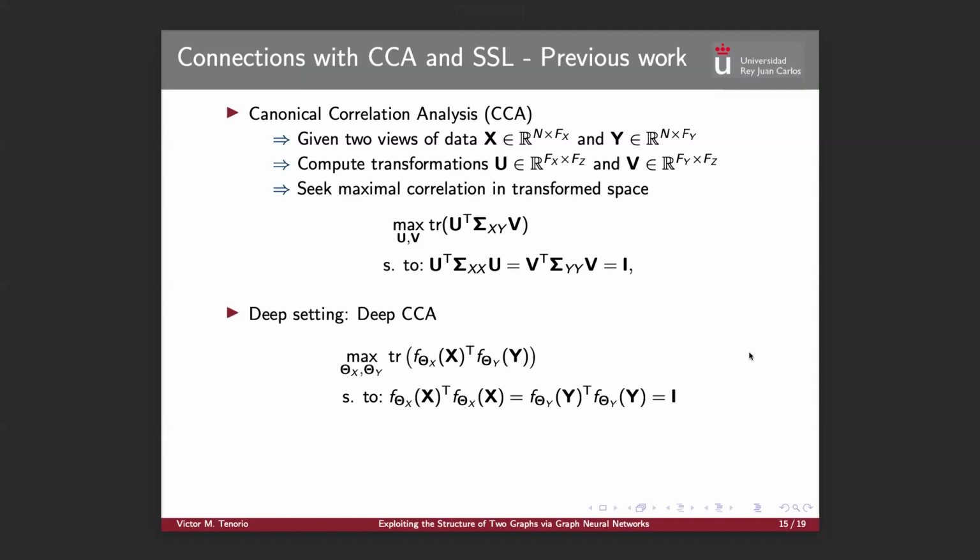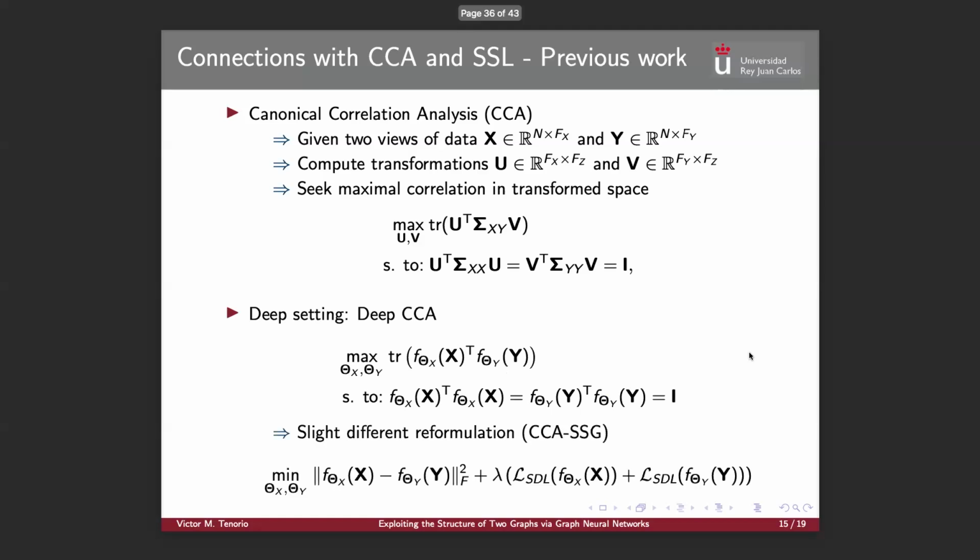In the deep setting, we computed our transformed views as X times U and Y times V. Instead of doing that linear mapping, we use a neural network, and we simply try to maximize the correlation between the outputs of the neural network, while also ensuring that the output of the neural network is orthonormal.